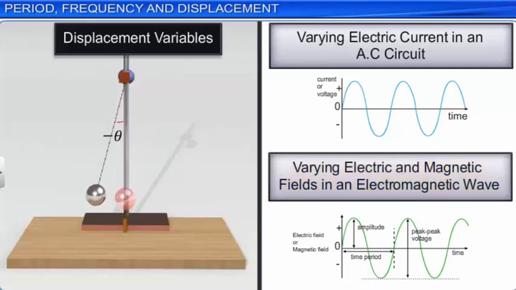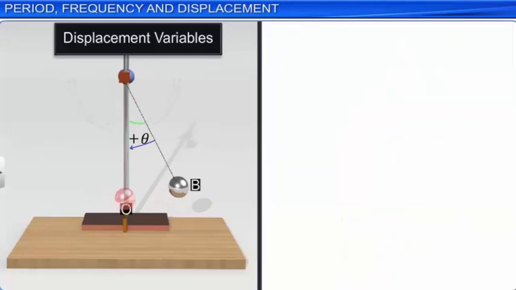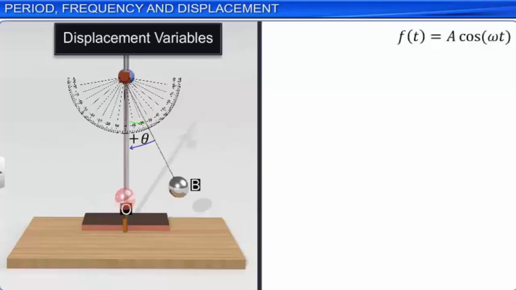Since the displacement in periodic motion varies periodically with time, the displacement theta can be expressed as a periodic function of time, like f(t) = A cos ωt, where ω is the angular frequency measured in radians per second.